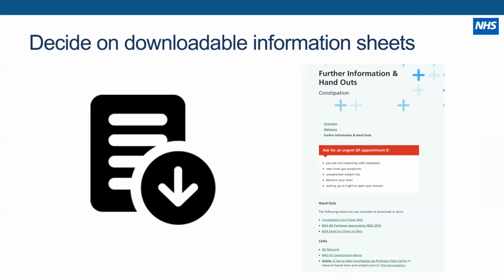So decide also on what downloadable information sheets you want. So you can see here that we've got further information and handout sections, and we have a further information handout section for every single area that we cover on the website. And here you can see we've got links for handouts and links for people to click on as well.